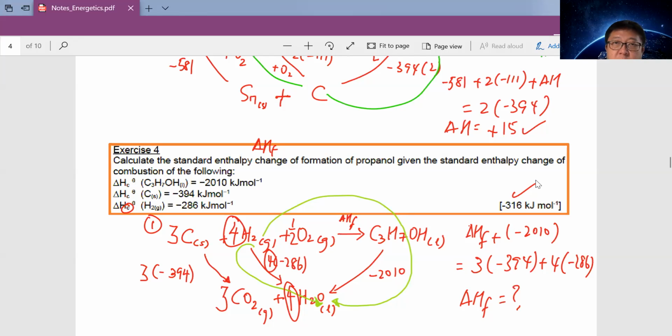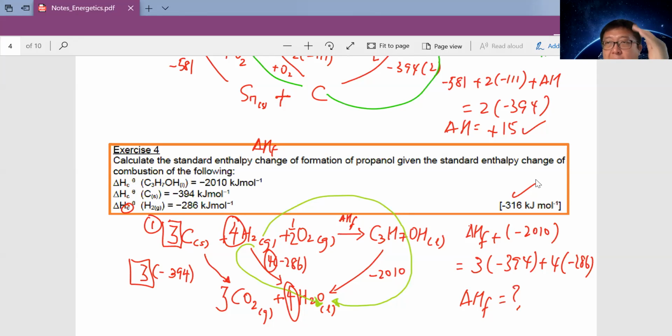What is the enthalpy change of formation of propanol? I must build the first equation first. So I can see a 4 appearing here, a 3 appearing here. I roughly know that this 3 and this 4 are reflected here already, at the back of my mind, before I start drawing the whole cycle. That's why the first step is very important.